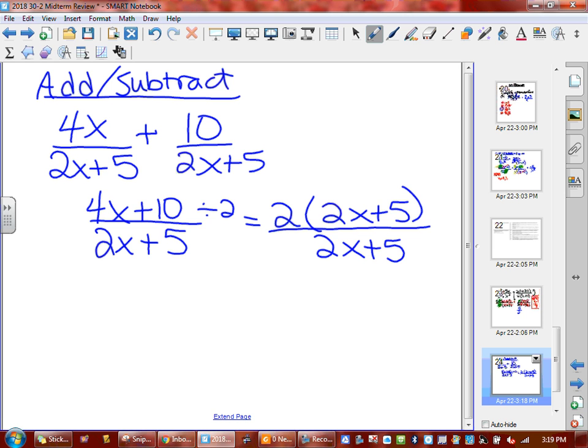And now what do you notice? They're identical, so you can cancel. So the answer for this would be 2. Okay, we would cancel that. Now, we do have to do non-permissible values on this.